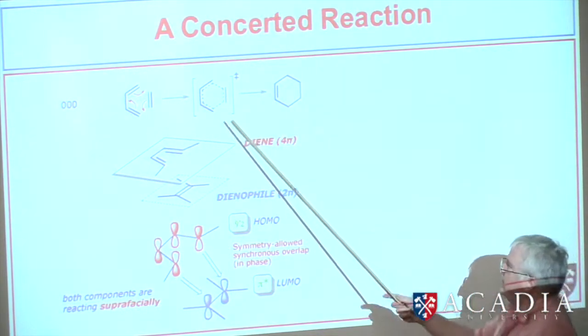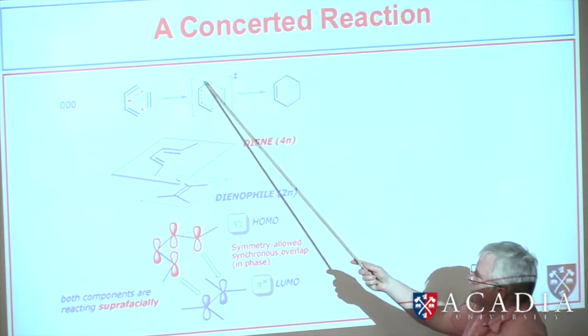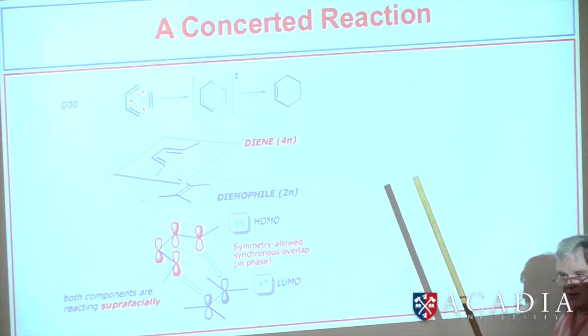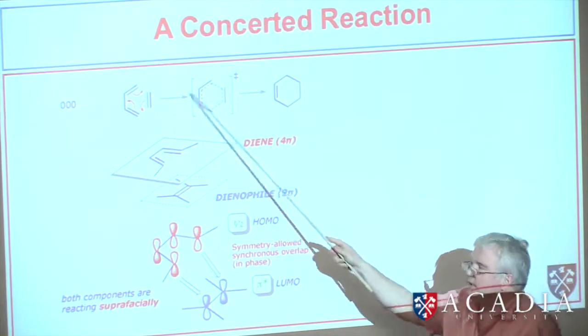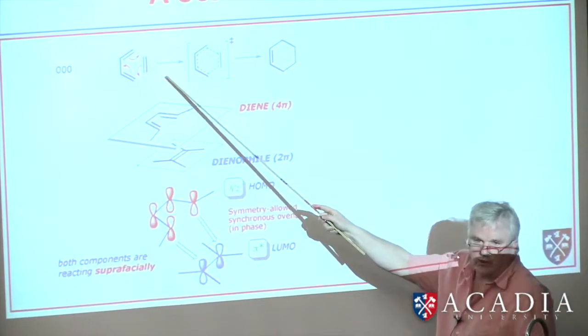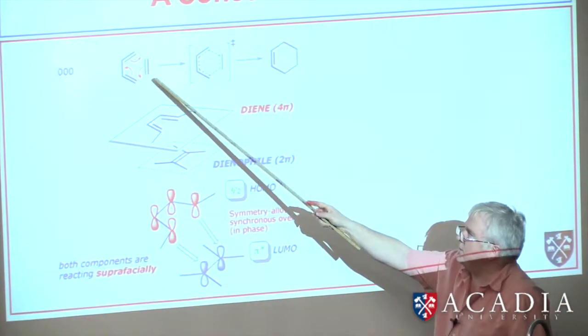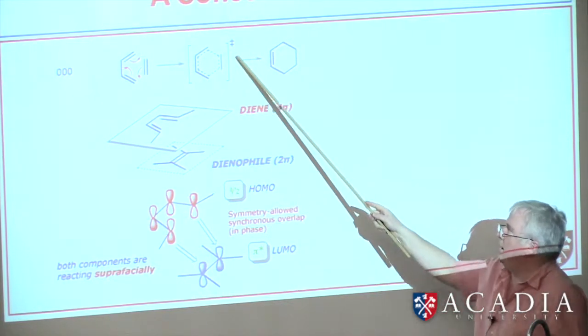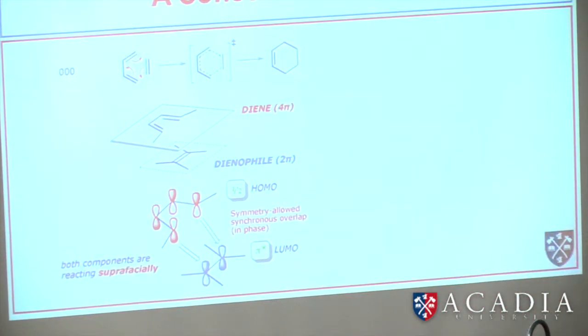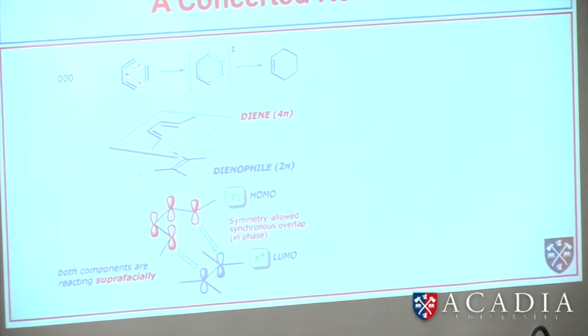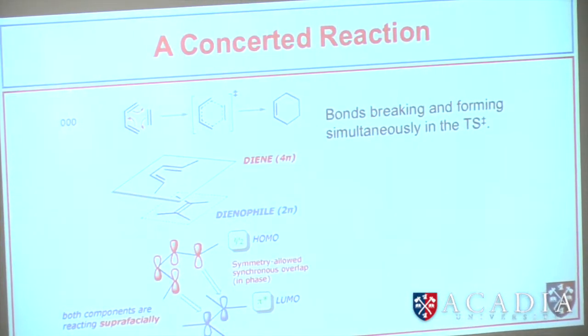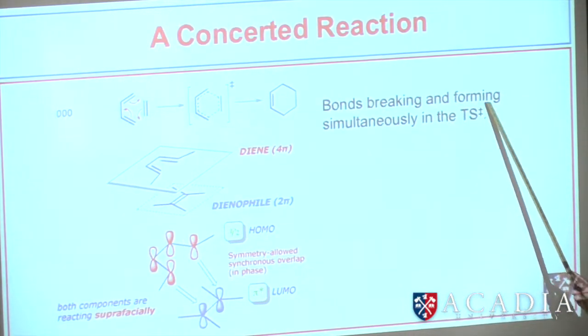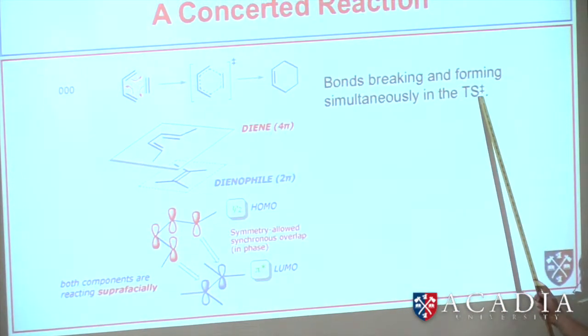Well, it occurs through what we call a cyclic transition state, and it's concerted. There are no intermediates on going from here to here. We learned that in first year, there's just one step. We go through an activated complex to the products. That's what we mean when we talk about it being concerted. The bonds are breaking and forming simultaneously in the transition state.